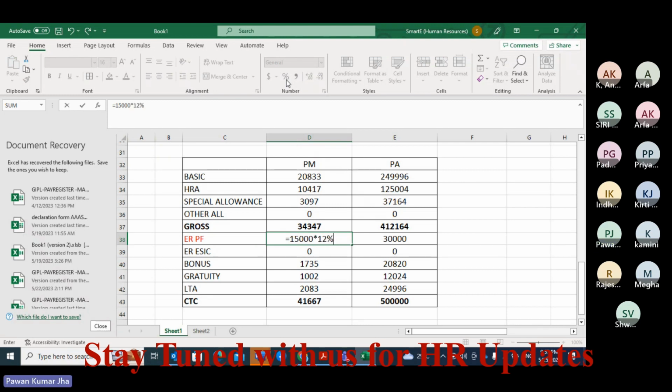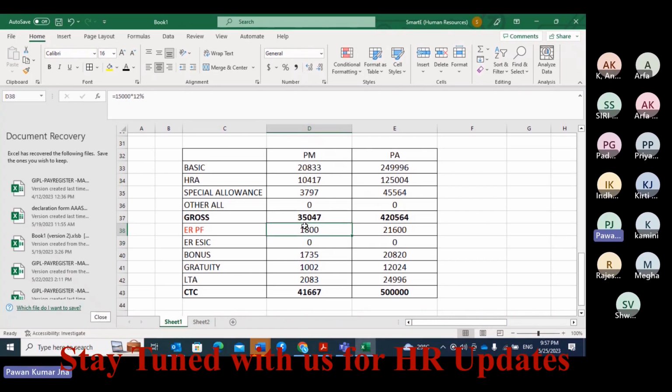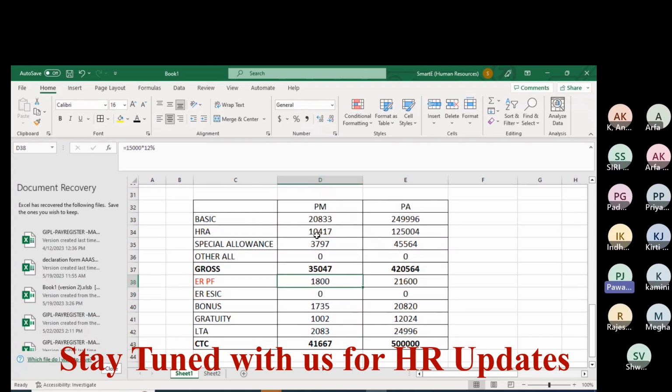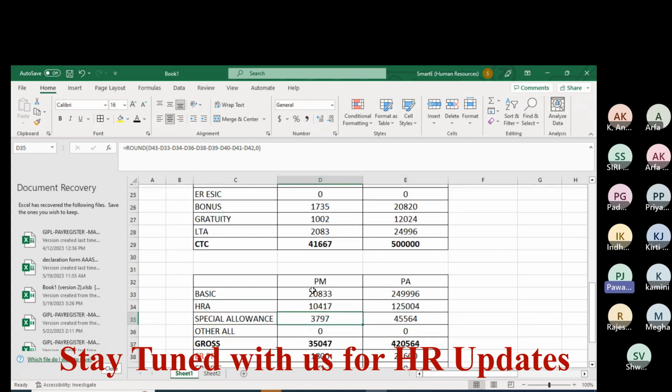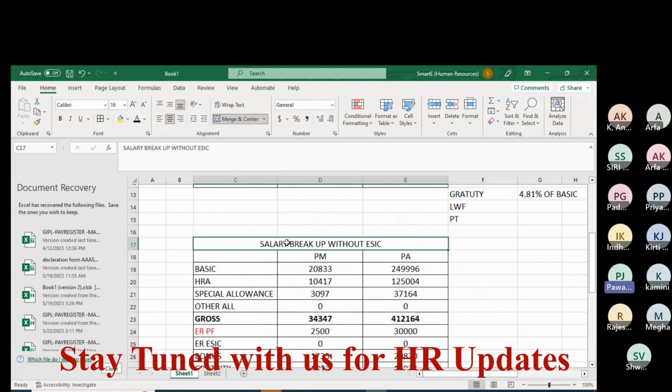Normal formula. Here we put the 18,000. We consider only 15,000 as a formula because we have a different breakup that is based on a special allowance, a special formula based breakup. In other formula, we can consider it, but here we can't put it there. So normally we have two breakups without ESIC.